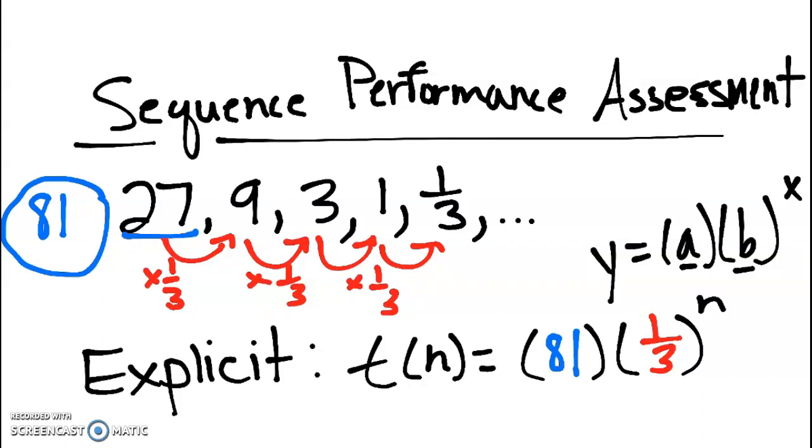Okay, so I just have to remember that sequences always start with term 1, but when I write an equation, when I write a rule, I have to find the value of term 0 for the initial value in my rule. So that is my explicit equation.